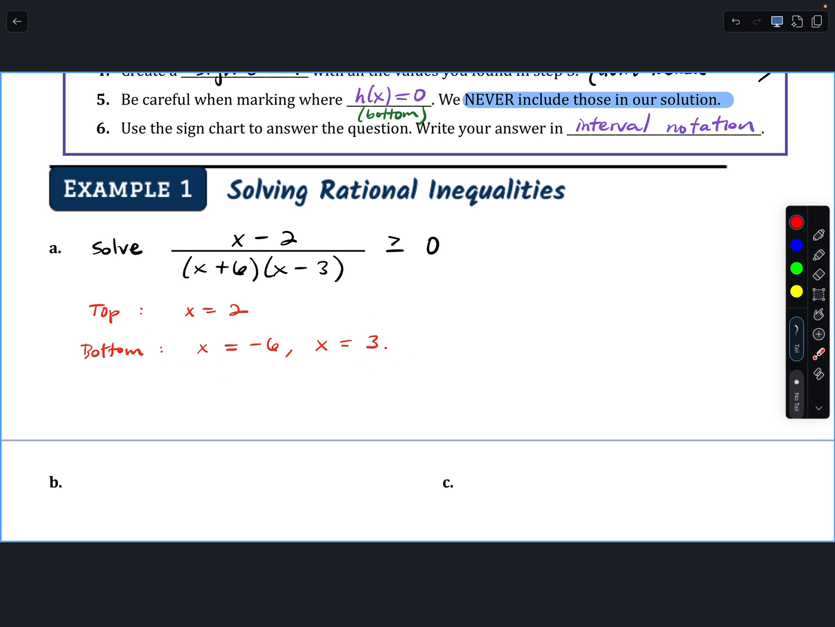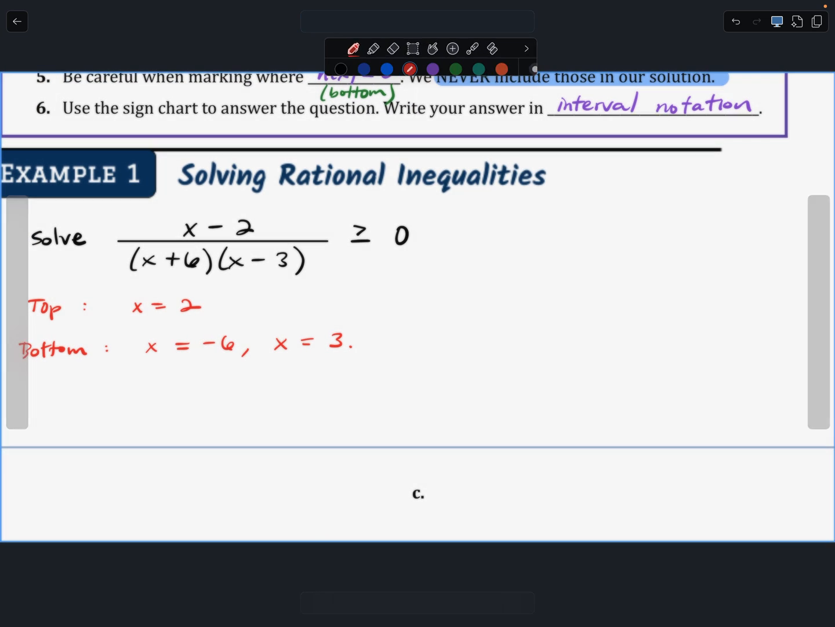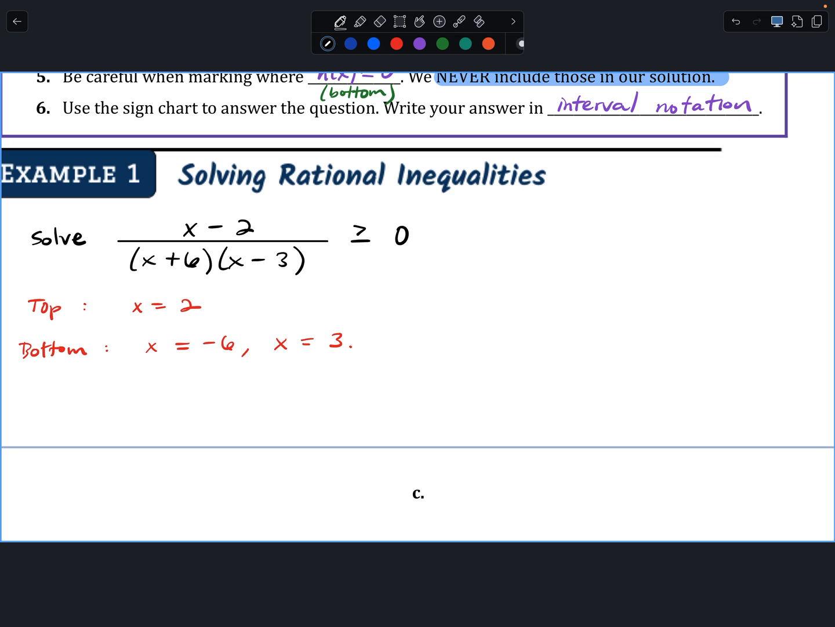So just like we've been doing, we're going to make a sign chart, and it's going to look a little funky because we have a division.